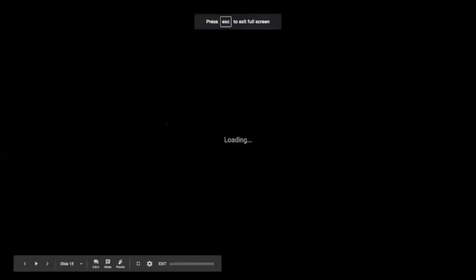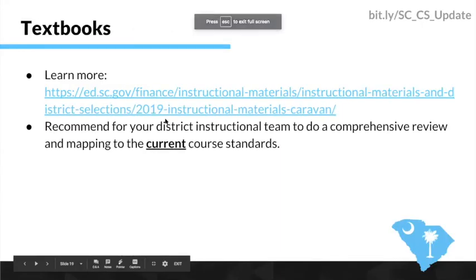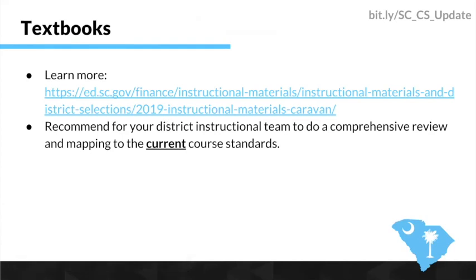And with that, I have one more slide. This was one that somebody asked a question about, and so I wanted to make sure I mentioned it. If you are not aware, the 2019 Instructional Materials Caravan is currently underway. I hope your school district has made it to the math and computer science caravans and looked at the resources that have been adopted by the State Department. The vendors stand up, they tell you all about their resources.